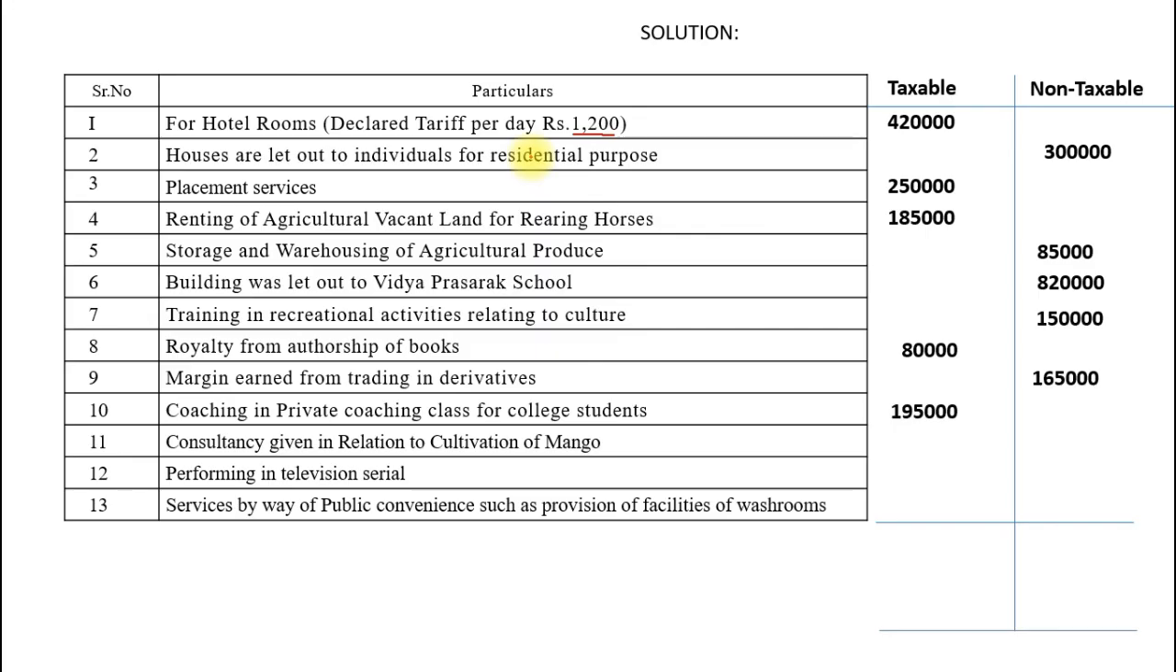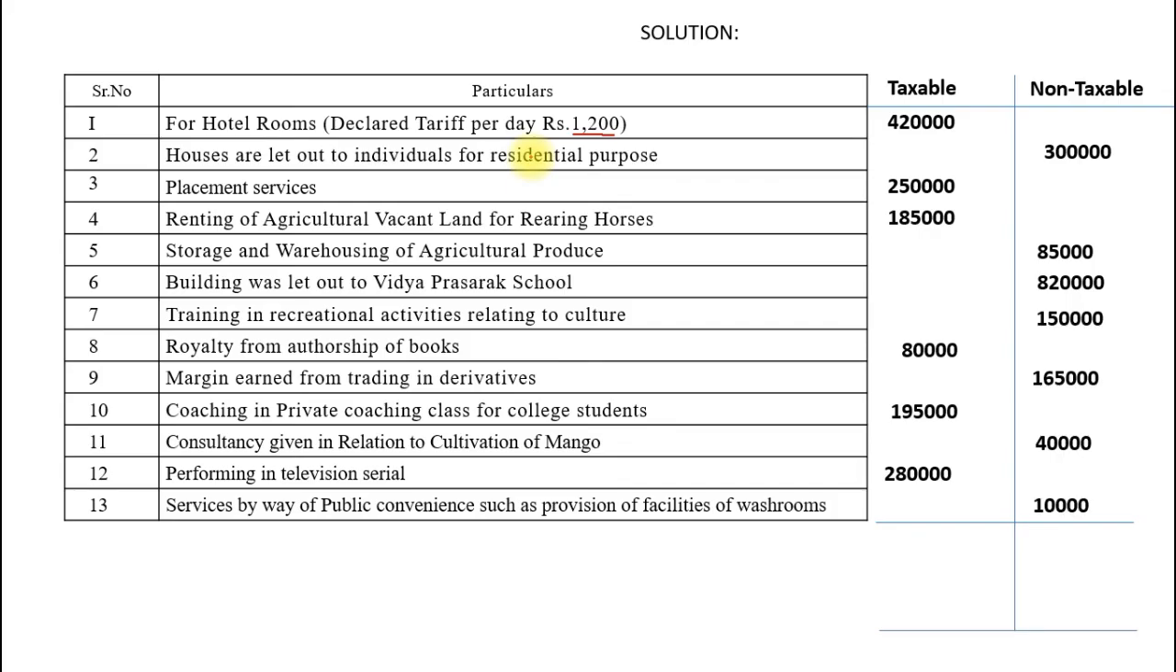Consultancy given in relation to cultivation of mango. Anything related to cultivation of agricultural produce, GST cannot be applicable. So non-taxable. Though it is a consultancy amount, it won't be taxed because it's agricultural based. Next, performing in a television serial. It is a commercial, professional activity, so completely taxable. Last, services by way of public convenience, such as provision of washroom facilities. Anything related to the mass population, made publicly, is non-taxable. Anything related to washroom, sanitary or sanitization is non-taxable.